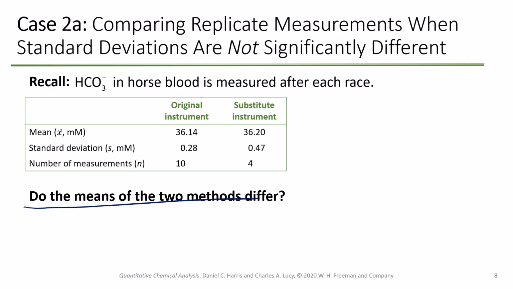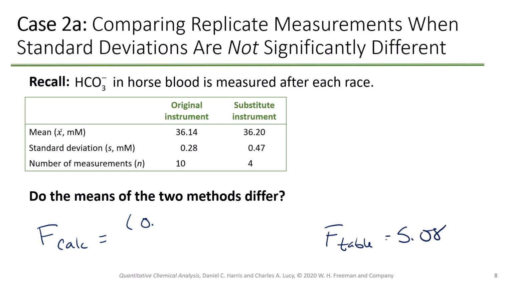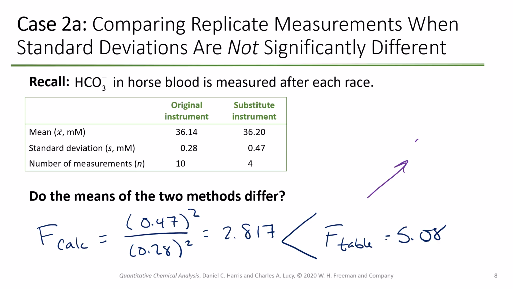Do the two means of the two methods differ? So this is definitely a t-test because it's asking about the means. I know it's a case 2A because the F-test does pass, but you definitely want to check, so let's do it again. F-calc was, I think, 5.08. Nope, sorry, that was F-table. And then 0.47 divided by 0.28 got 2.817. And so F-calc is smaller, it passes the F-test, and so that's why we need to do the t-test for case 2A.